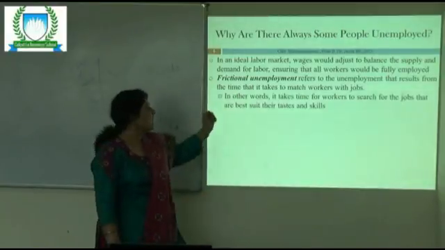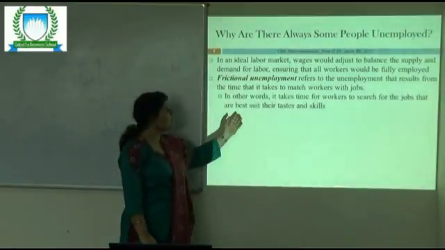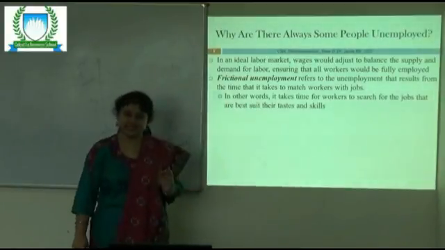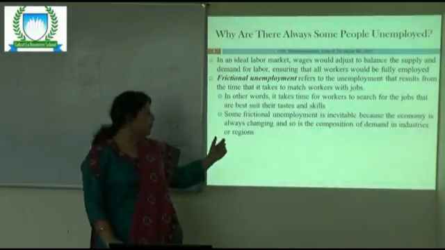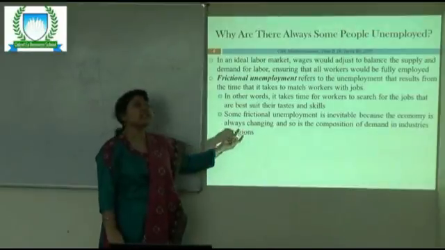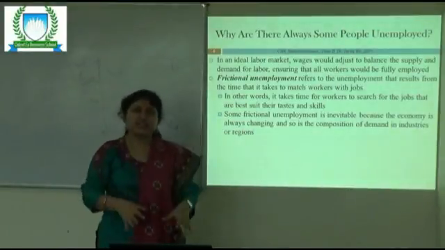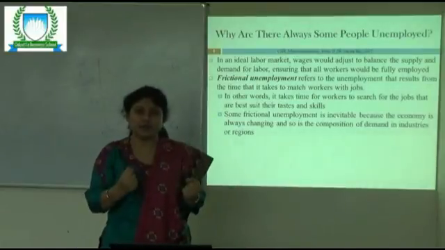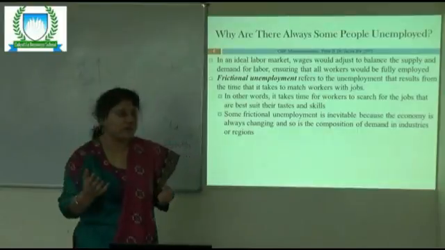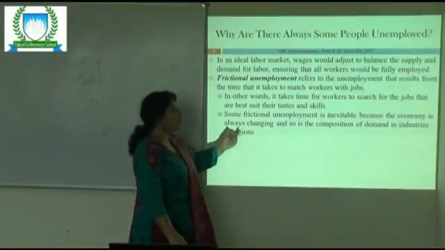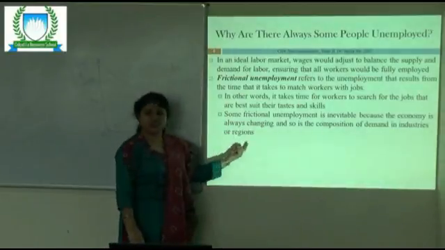In other words, it takes time for workers to search for the jobs that best suit their taste and skills, as I have told just now. So some frictional unemployment is inevitable. It cannot be eliminated because every year, every time there are some people who are searching for jobs or are waiting for a new job, because the economy is always changing and so is the composition of demand in industries or regions.